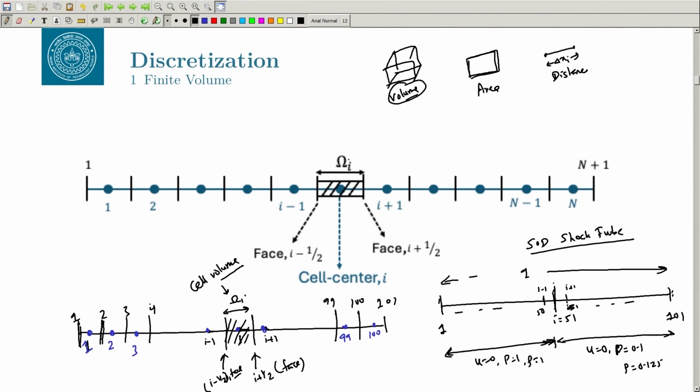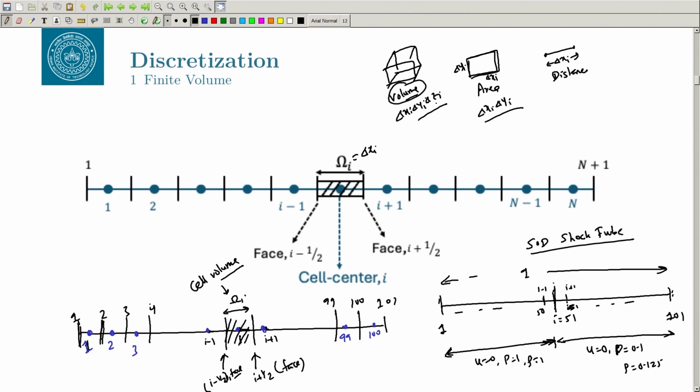So, in the 1D case this omega is nothing but delta xi, that is my cell volume, basically the distance from face to face. In 2D let us say this is my delta xi and this is delta yi, so my area will be delta xi delta yi. In 3D it could be delta xi, delta yi, delta zi. And there are many approaches to calculate the cell volume also. One thing you need to make sure is that your cell volume cannot go negative. If your cell volume is going negative, then there is some problem in your calculation. So, we got the definition of the cell center, cell faces and the cell volume.